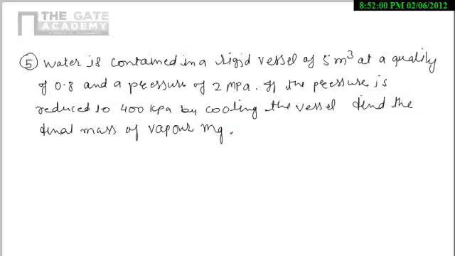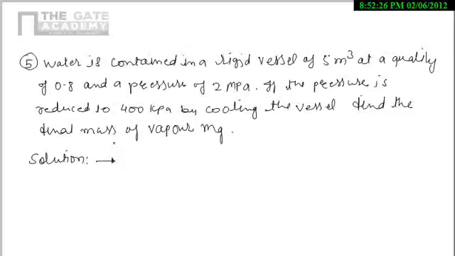In this problem, water is contained in a rigid vessel of 5 meter cube volume with a quality, meaning dryness fraction, of 0.8 and the pressure is 2 megapascal. If the pressure is reduced to 400 kilopascal by cooling the vessel, then we have to find out the mass of the vapor. So now let's solve this problem.